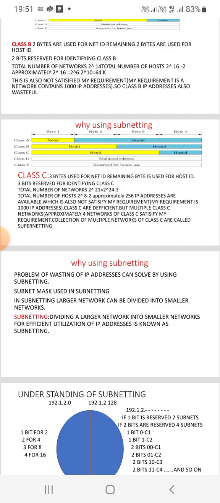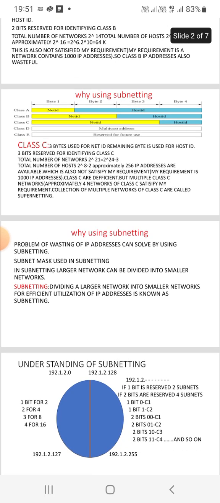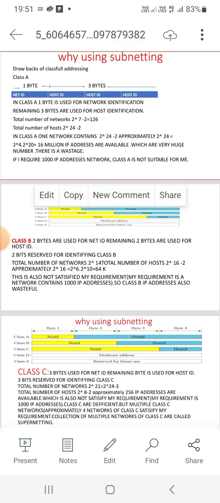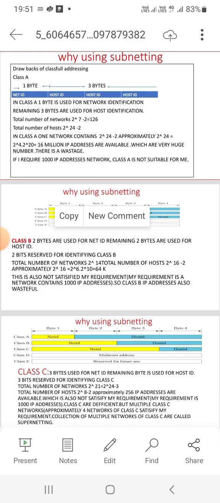What is the reason behind subnetting? What are the major reasons behind subnetting? The major reason is the drawbacks of classful addressing. There are some drawbacks of classful addressing, and we need to see those things.